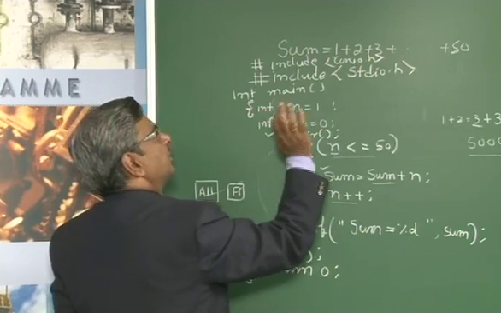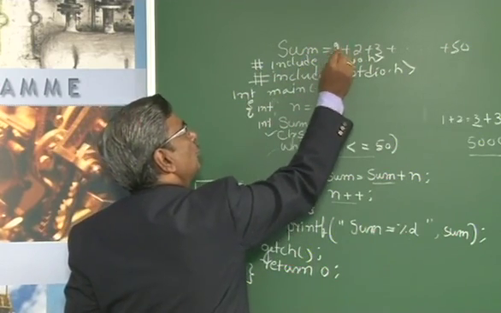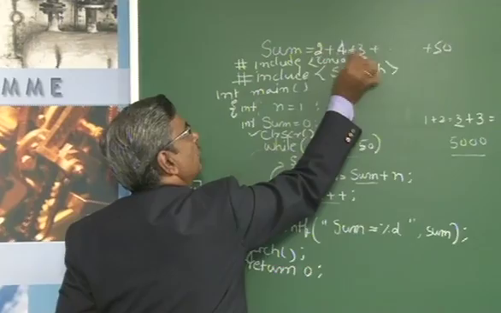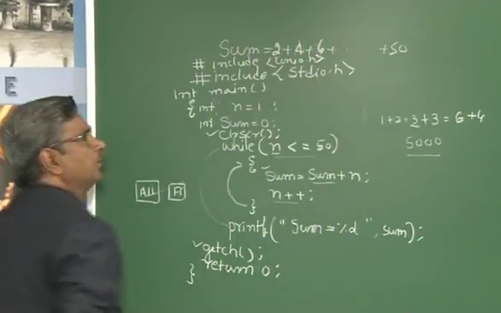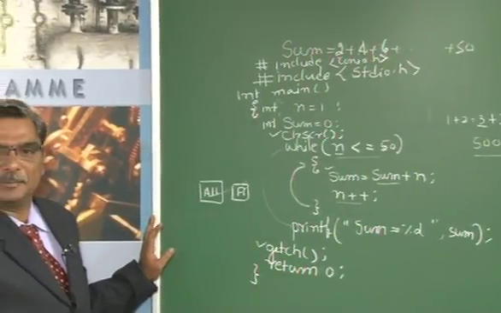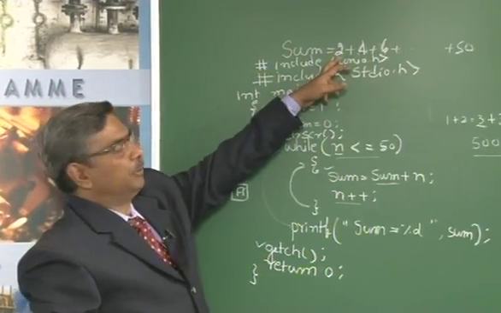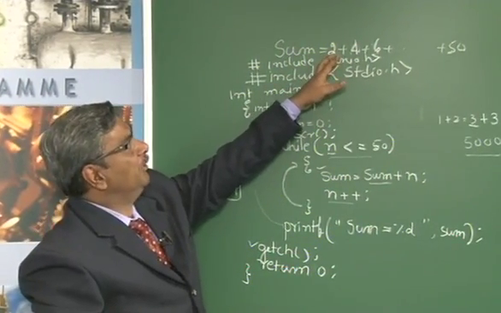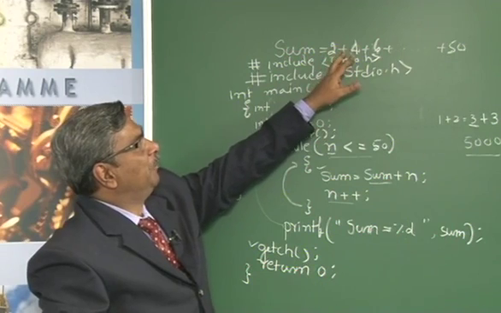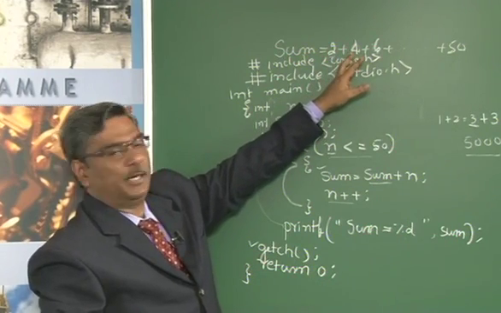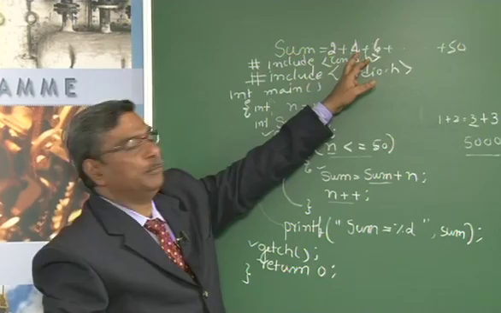So a small change. Let us start from 2 plus 4, 6, up to 50. What is the change in this statement? It is starting from 2. At each iteration, instead of incrementing by 1, you have to increment it by 2, so that the next value will be 4.